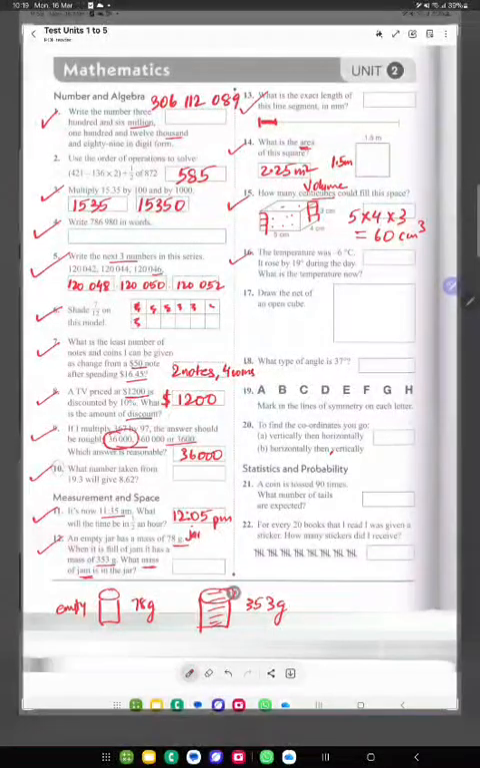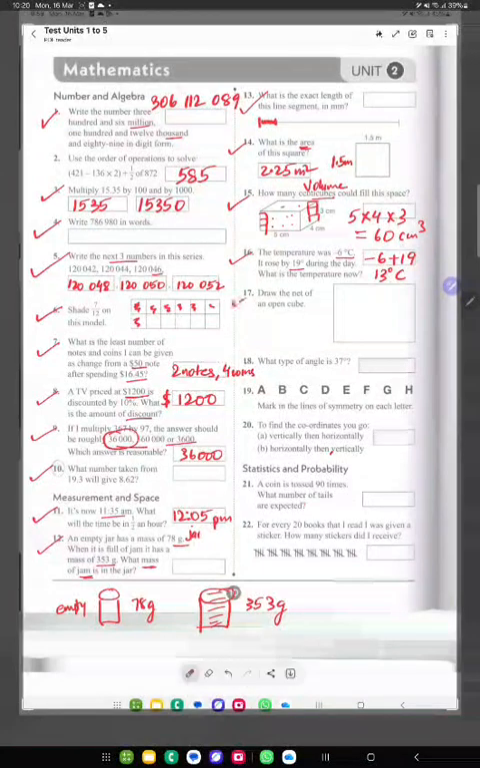Now question 16, the temperature was -6 degrees, it rose by 19 degrees, so you have to do -6 plus 19, which is 13 degrees Celsius. Okay, whenever you have plus and minus, you just do the difference.